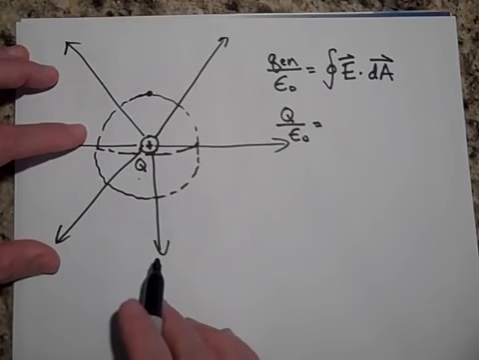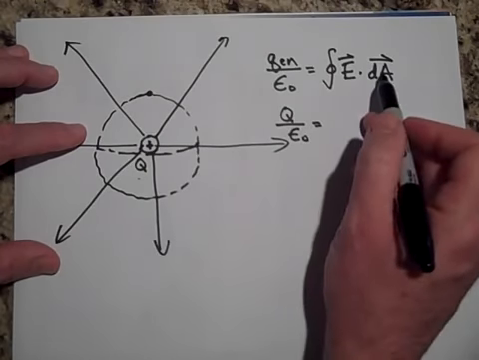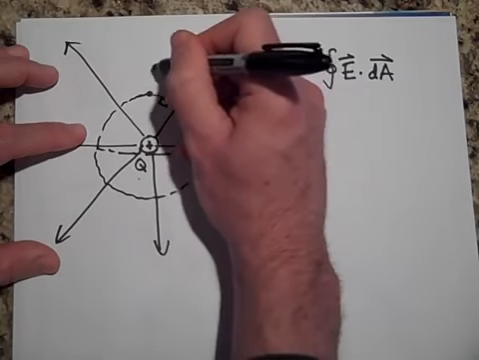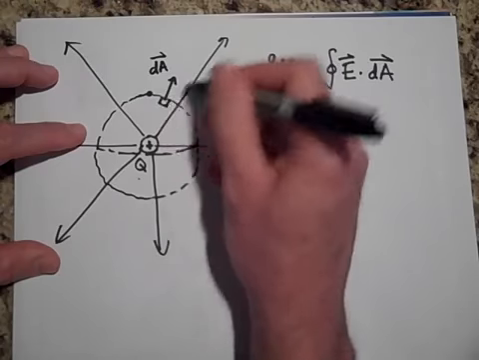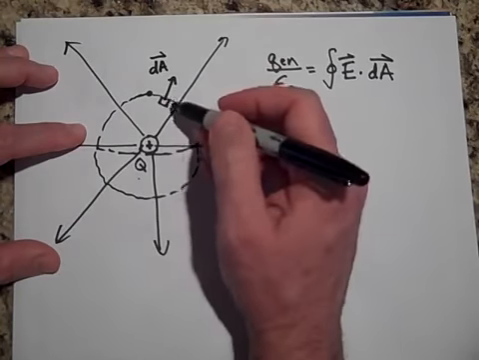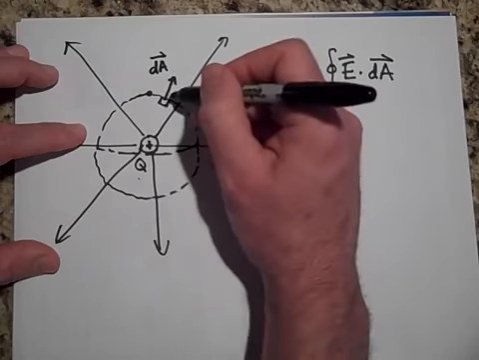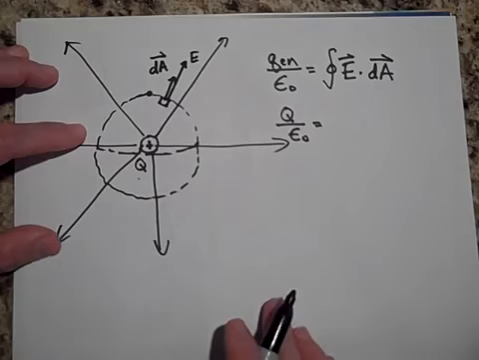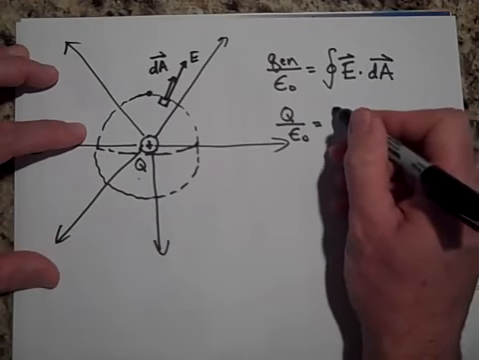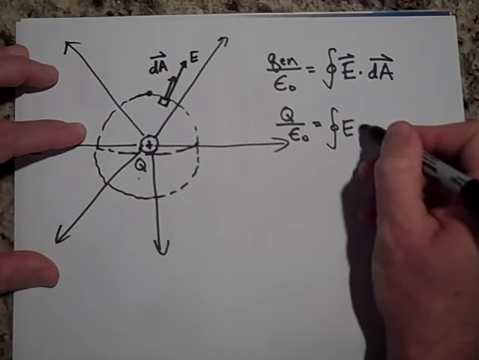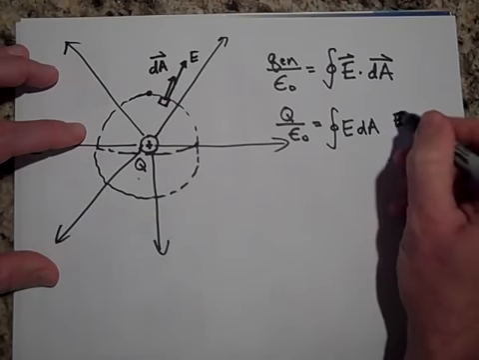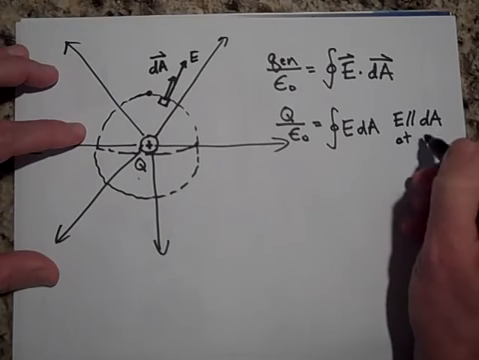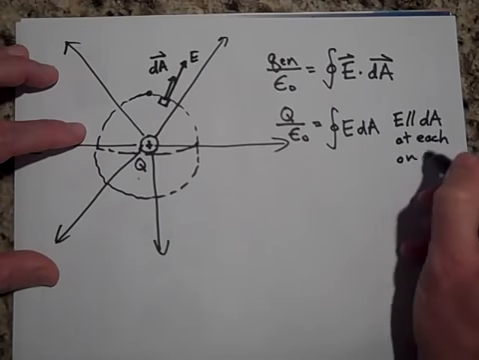Then I made the argument that the dot product disappears because for every dA, here's a little dA, I'll make dA infinitesimally small. It's radially outward, but I have to draw it big so you can see it. The E right here, we'll call that E. You see how the E and the dA are always parallel to one another? So I got rid of the dot product, because E is parallel to dA at every point on the Gaussian surface.